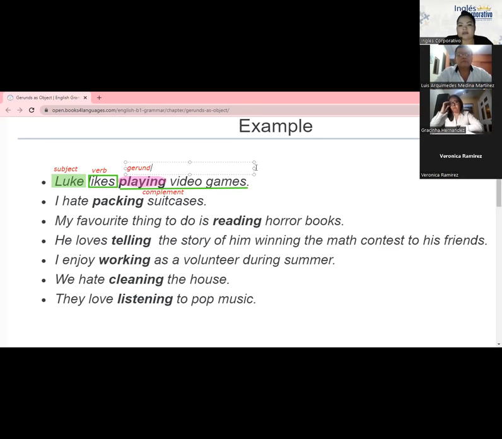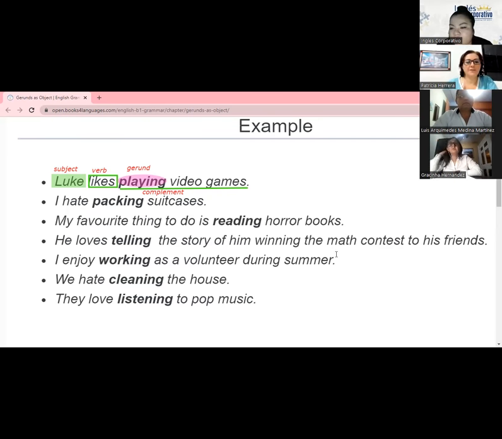Right? That's how we are going to analyze our sentences. Easy. First, we find the verbs, and then we start working with the subjects, verb, and complement. When we are talking about gerunds as objects, the gerund is going to be in the complement. Is that part clear? Yes, teacher. Does anybody have a question?